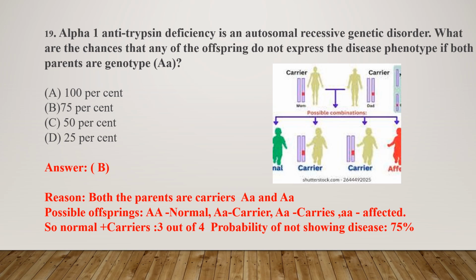Here you can see Aa and Aa. Possible offspring may be dominant normal, carriers, and affected. So normal and carriers are 3 out of 4. So the probability of not showing the disease is 75%.